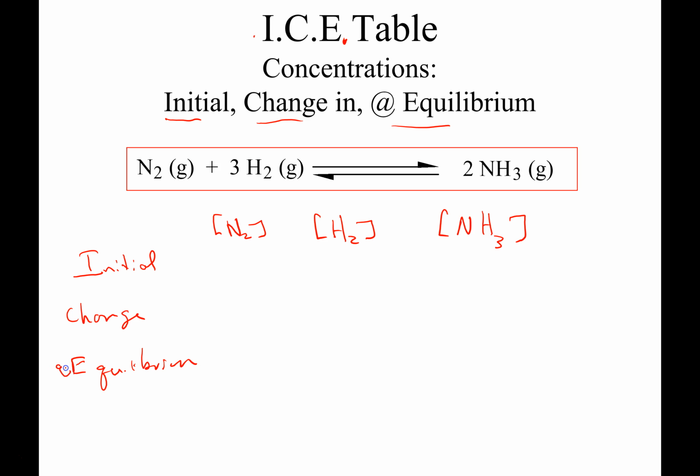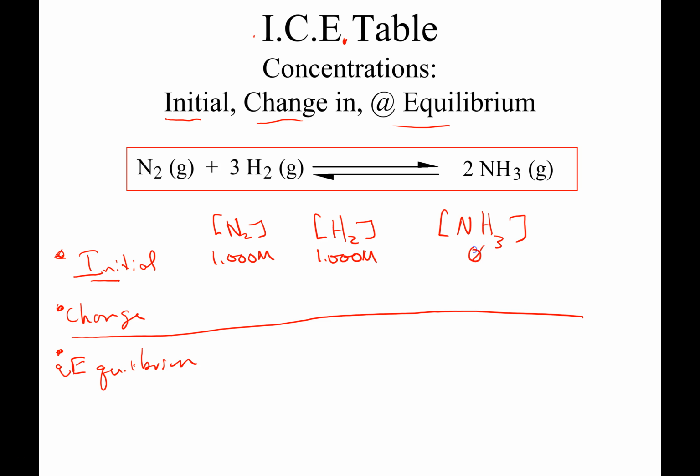Okay, so here's the deal. You're going to start out with something, and if you apply the change, you're going to get the equilibrium concentration. So let me show you what this looks like. We said that the initial concentration of N2 was 1.000 molar. The initial concentration of H2 was also 1.00 molar. The initial concentration of NH3, there was none.